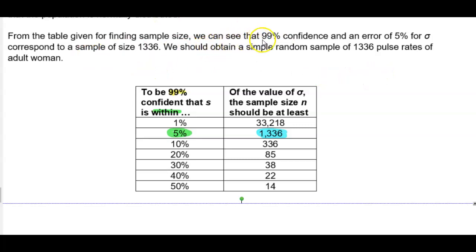So again, 99% confidence and an error of 5% for the population standard deviation corresponds to a sample of size 1,336. So we should obtain a simple random sample of 1,336 pulse rates of adult women.